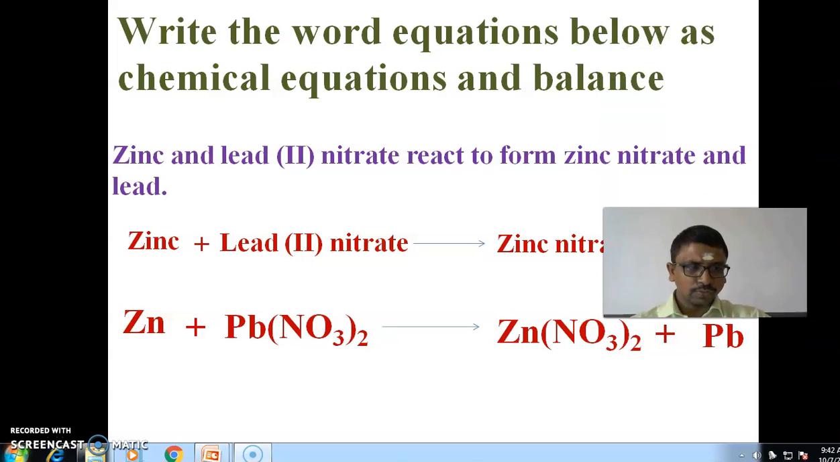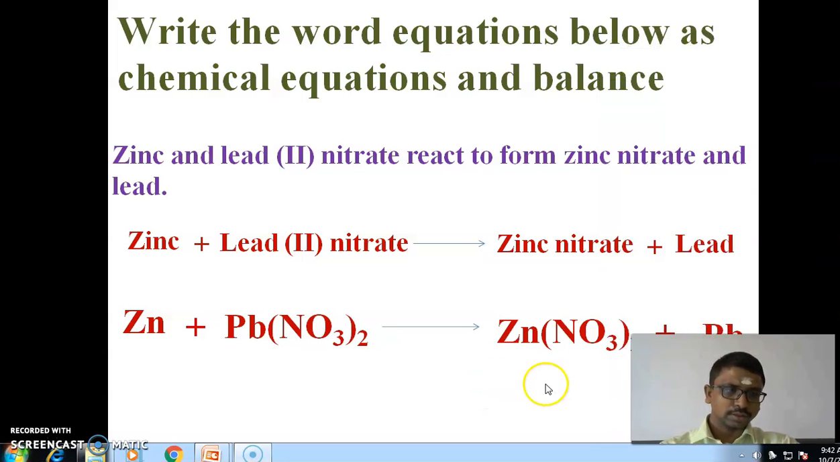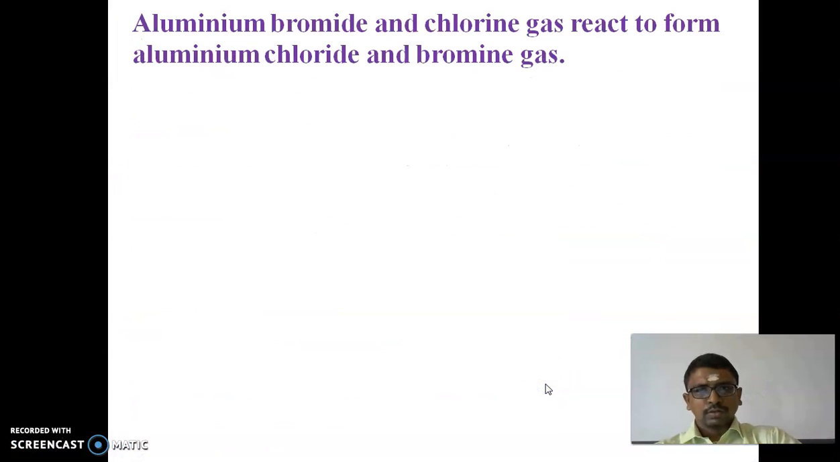Now we can go for the second question. Aluminium bromide and chlorine gas react to form aluminium chloride and bromine gas. So this is the statement. In that statement, we have to convert it into a word equation first.